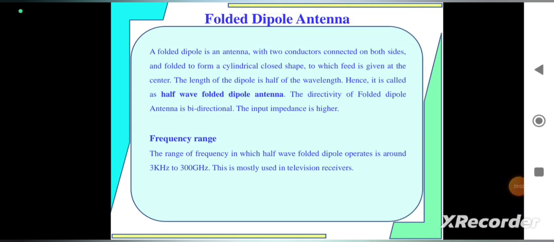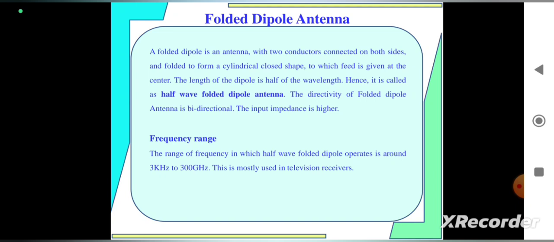Then the basic types of dipole antennas. The most common type of dipole antenna is the half-wave dipole antenna. It is the most common type of dipole antenna. Many types of dipole antennas can be designed. Let's explain the major types of dipole antenna in detail. Okay. First one is the folded dipole antenna. Already we discussed it, but in general, I am going to teach the basics again.